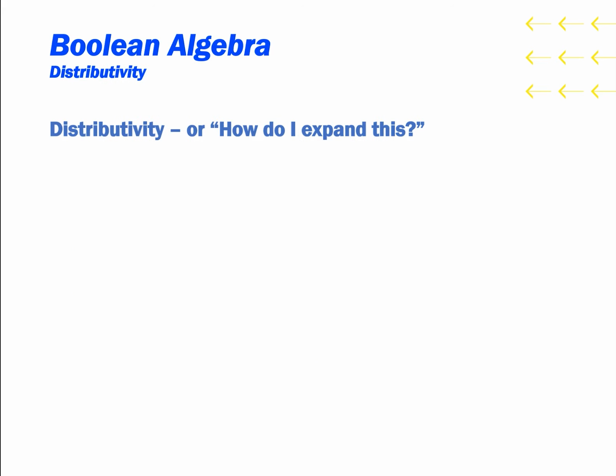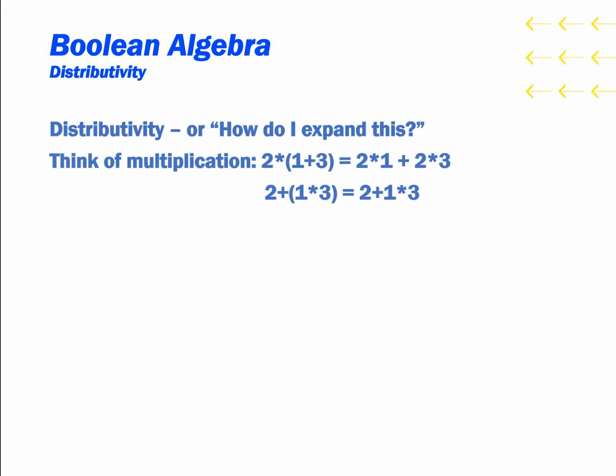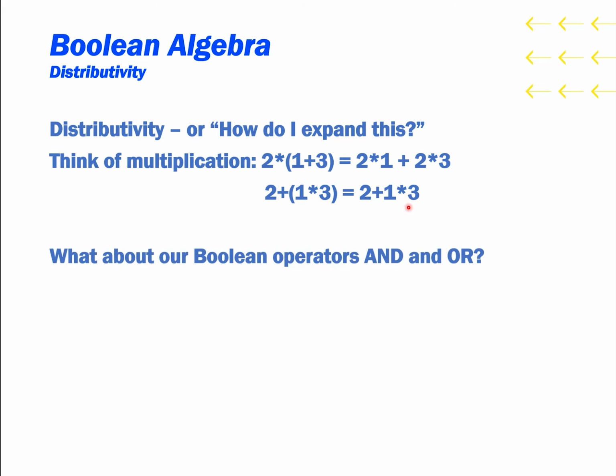Next we'll look at distributivity, or how can I expand this? If you think of multiplication, 2 times (1 plus 3), you can expand the 2 into the 1 plus 3 to get 2 times 1 plus 2 times 3. However, 2 plus (1 times 3) does not get expanded into the brackets. This works very similarly for our AND and OR operators. A and (B or C) will get expanded to (A and B) or (A and C), while A or (B and C) will not get expanded. So you can just remember how it works for multiplication and apply it to our Boolean operators.